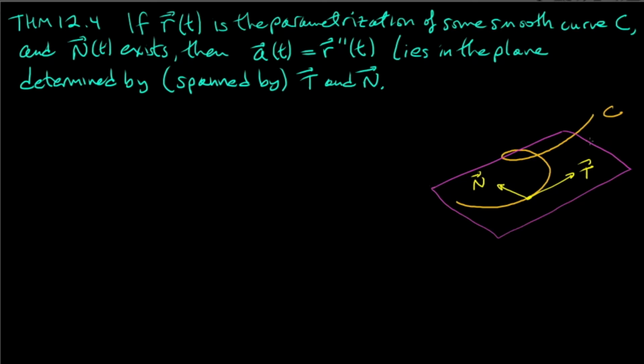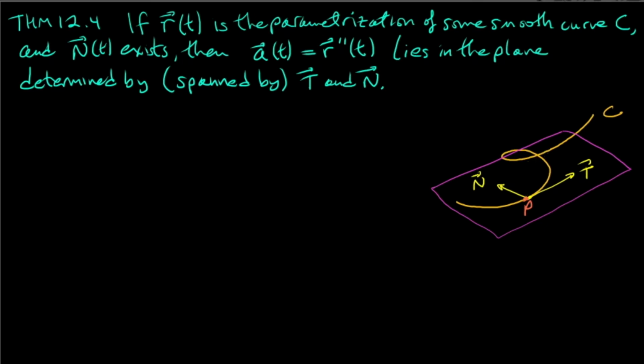Okay, at each point you might get a different plane, of course, but at a given point P here, let's say, you have T and N, and of course we talked about B, but we're not going to do that here. B would just be perpendicular to that plane.